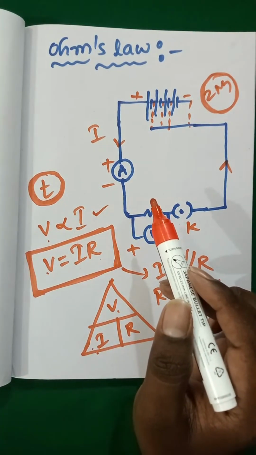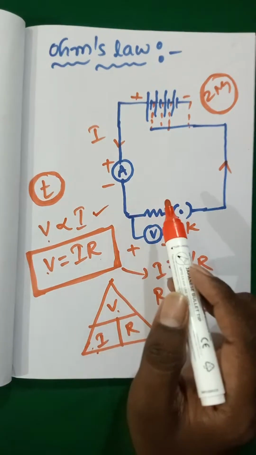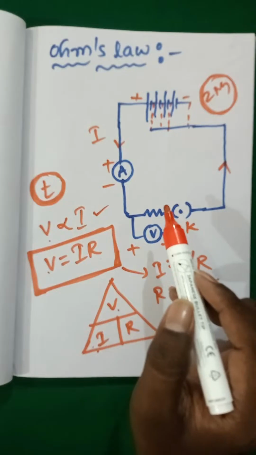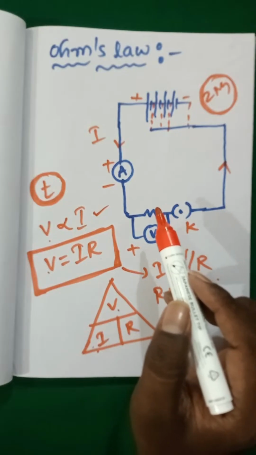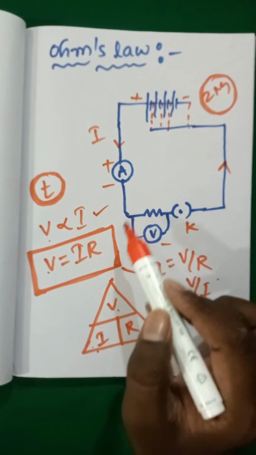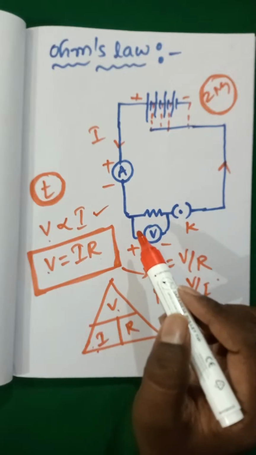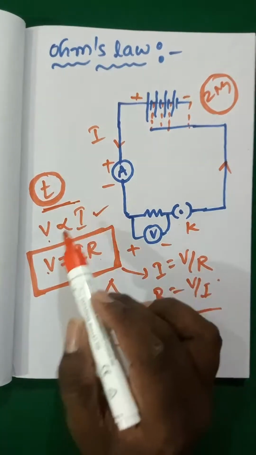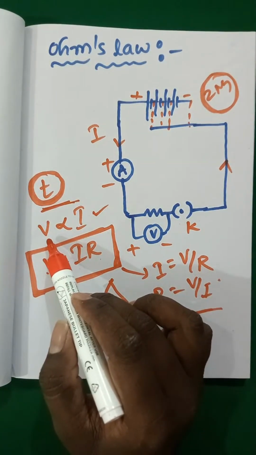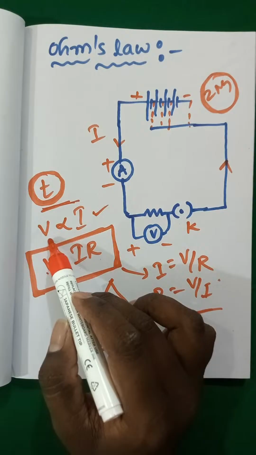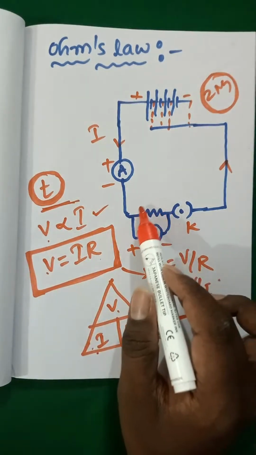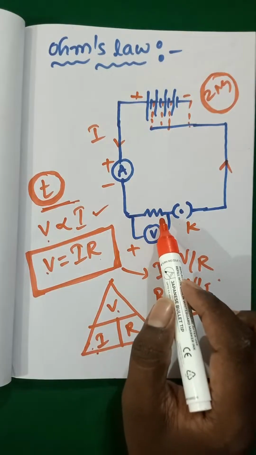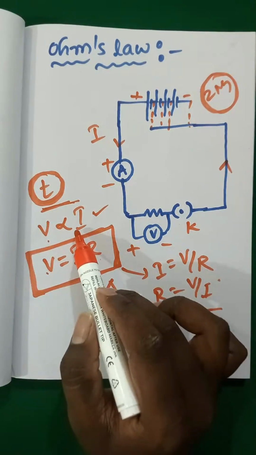What are the physical conditions? If you are taking the material, the length, area, dimensions, everything will be the same. That is called physical conditions. Temperature must be constant. At a constant temperature, the potential difference across the ends of the metallic conductor is directly proportional to current flowing through it.